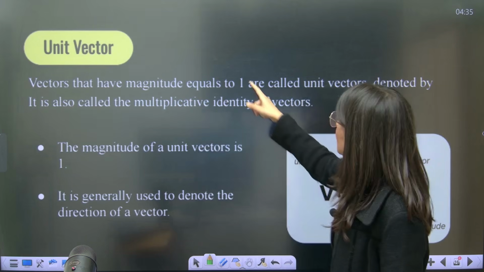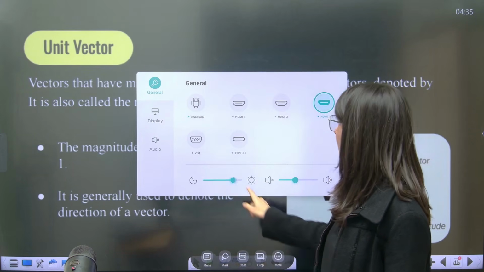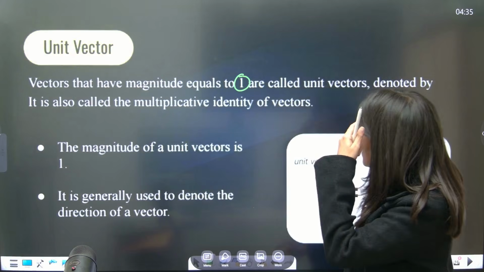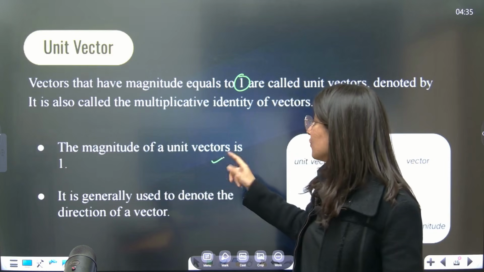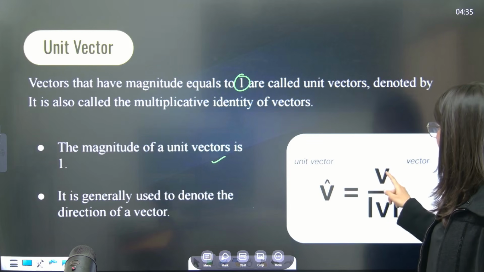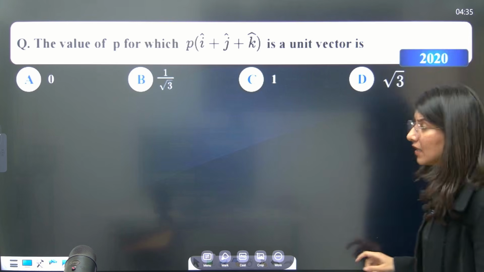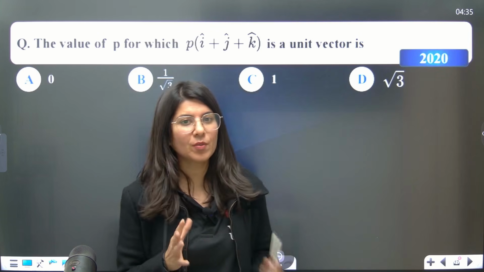Vectors that have magnitude equal to 1 are called unit vectors. The magnitude of a unit vector is 1. It is generally denoted by V cap. V cap is equal to V vector upon magnitude of V vector. That's what we did. Now we have another question on unit vectors.